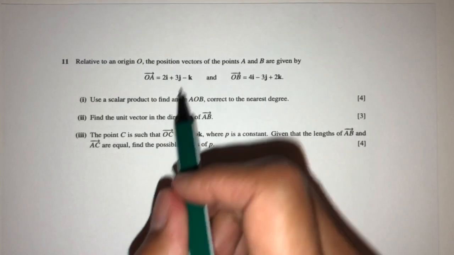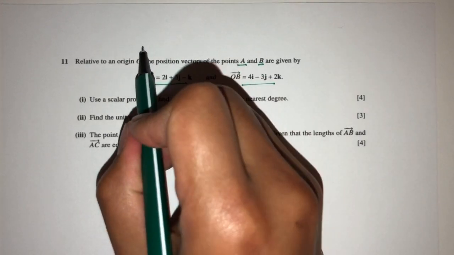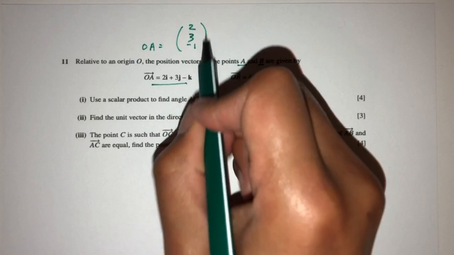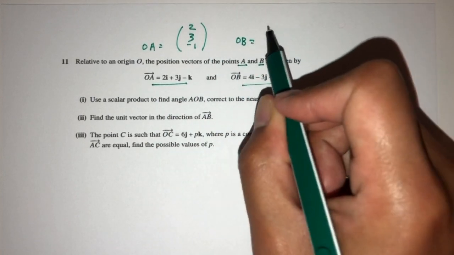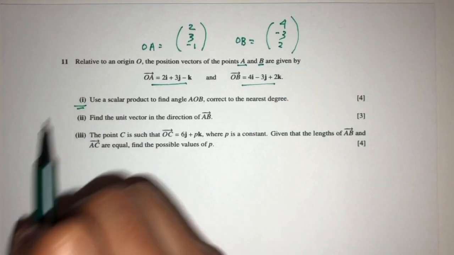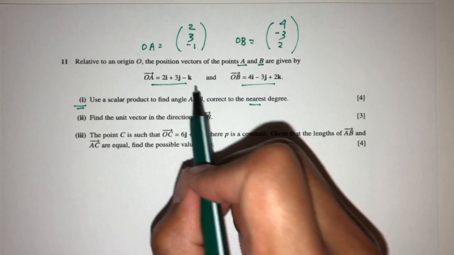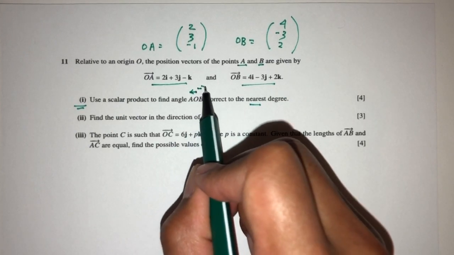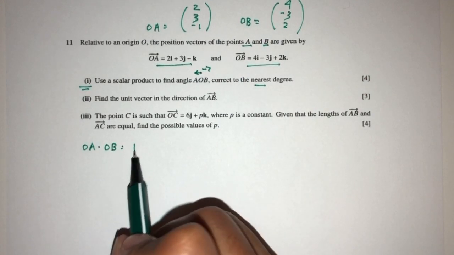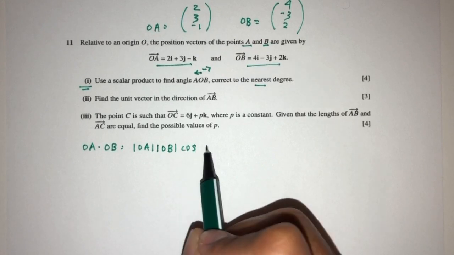So relating to a point O, the position vectors of A and B are given to you by this. So pretty cool. We know that OA is the same thing as (2, 3, minus 1), and OB is the same thing as (4, minus 3, 2). Part 1. We have to use scalar product to find the angle AOB, correct to the nearest degree. So now again from O, we can go to A, or going to B. So OA dot OB should be the magnitude of OA, magnitude of OB, and then cos of the angle AOB.